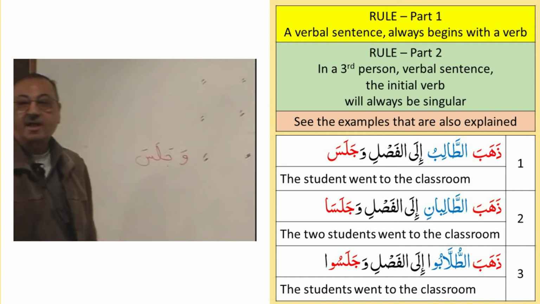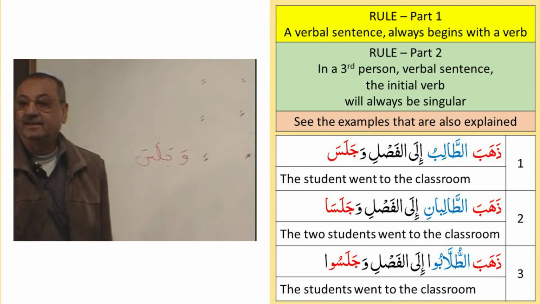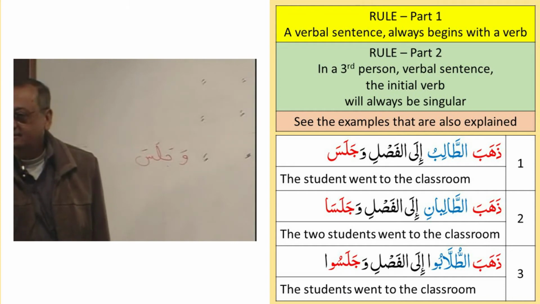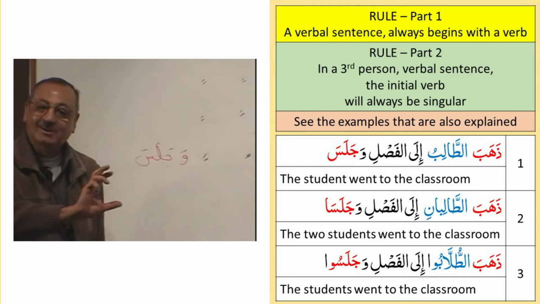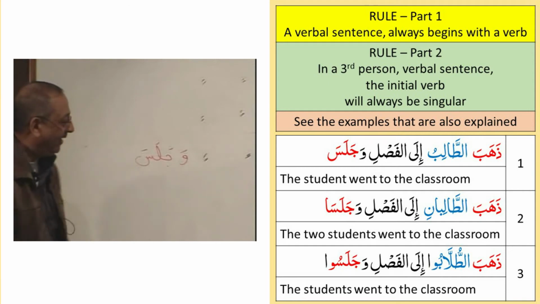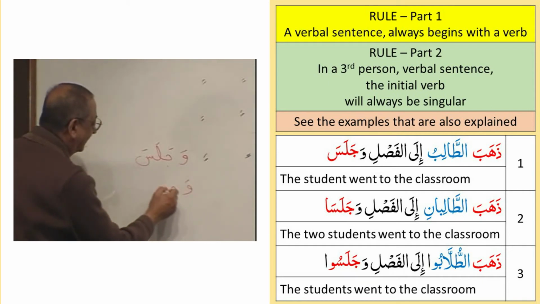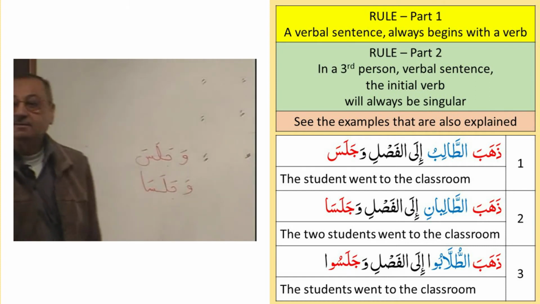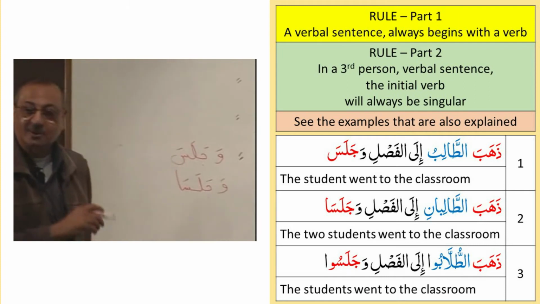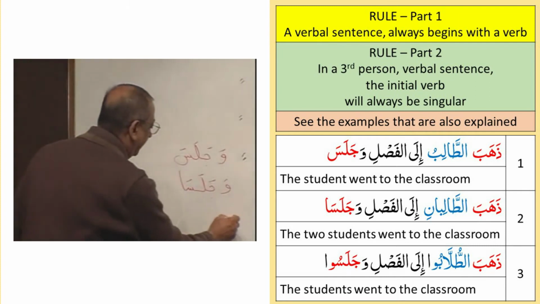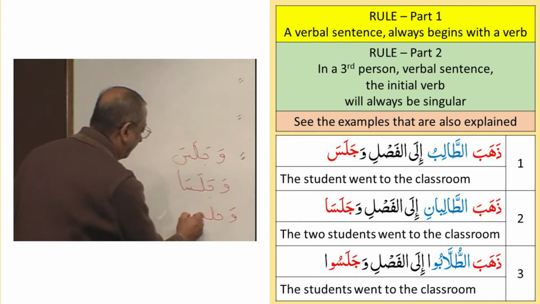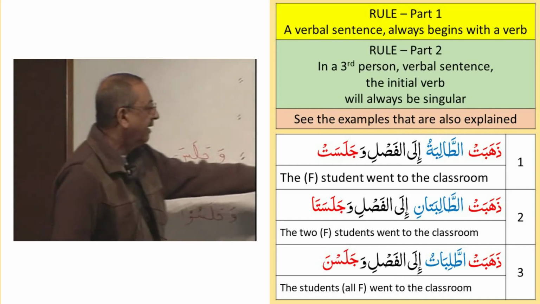Now you come to ذهب طالبان إلى الفصل وجلسا. Now you will use the proper verb. جلسا. ذهب الطلاب إلى الفصل وجلسوا. Because now we have to use the proper verb form. وجلسوا. Now change that, brother.